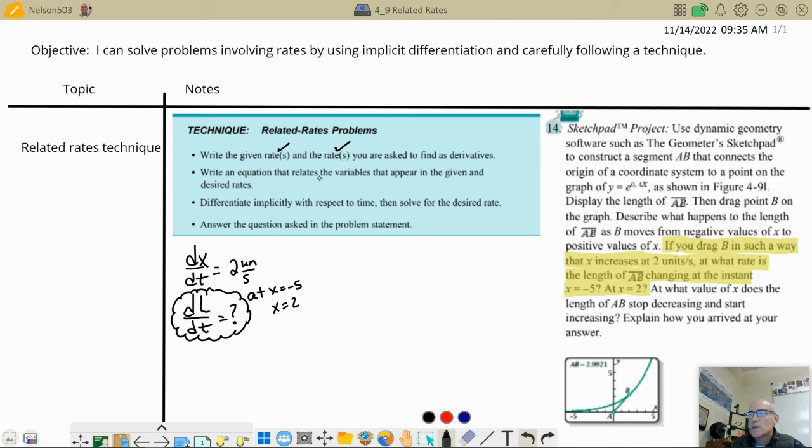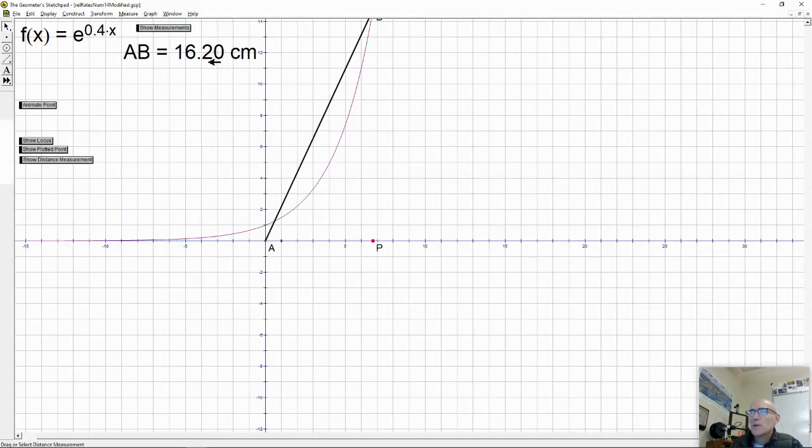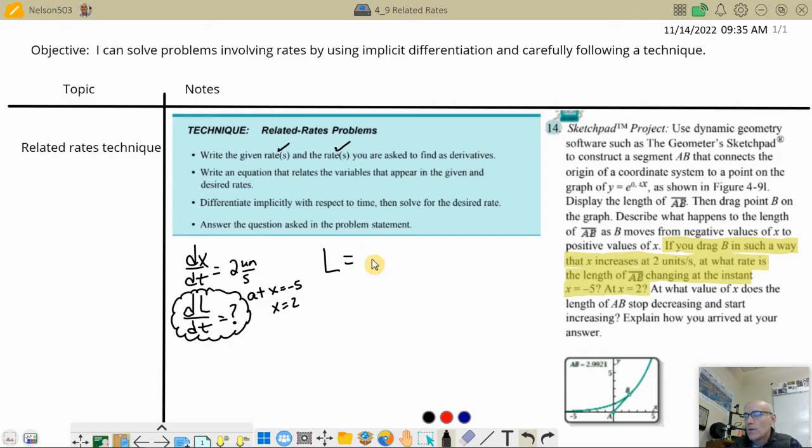Second thing is write an equation that relates the variables that appear in the given and desired rates. So I've got an x and I've got an L. I need a formula that will relate length to the x value that we saw on our program. How is the program figuring these lengths out, that it's 16.2 or 7.15 or whatever? It's just doing the distance formula between 2 points. The nice thing is A is at the origin, (0, 0), and B is at x, e to the 0.4x. That's how I figured out the y value for that point.